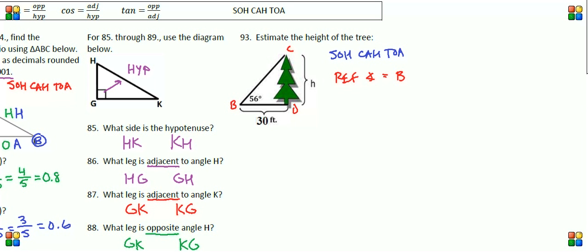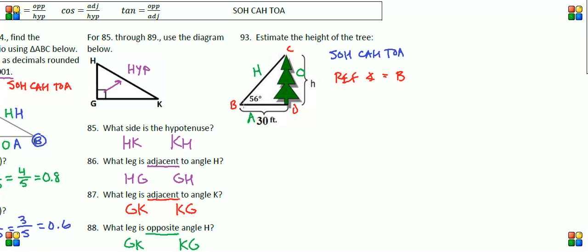Now, based on the reference angle being B, let's label our sides. This side, BC, will always be the hypotenuse. Side CD is the leg that's opposite of our reference angle, and side BD is our side which is adjacent to our reference angle. Now we can ask the question, which trig ratio are we going to use?